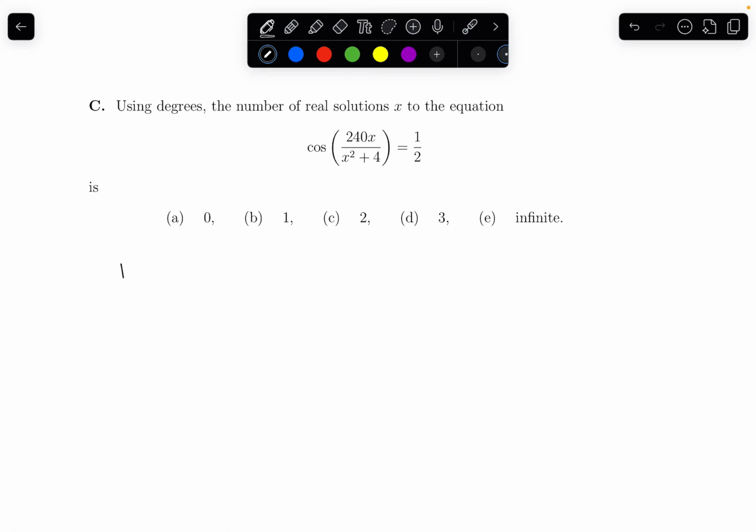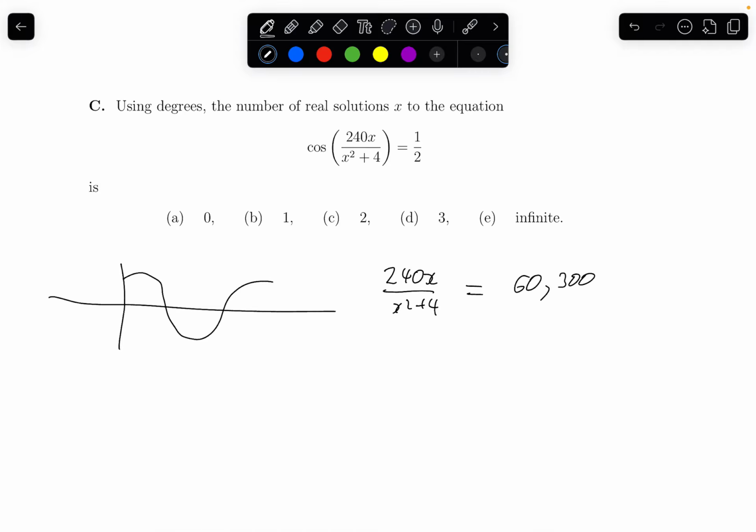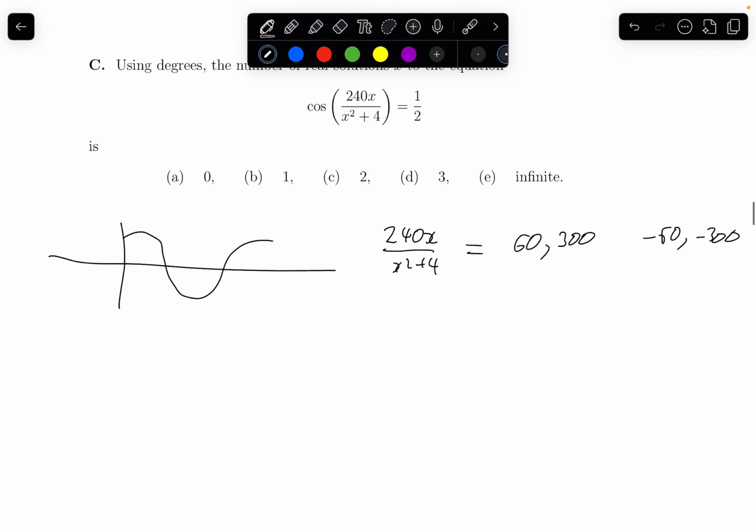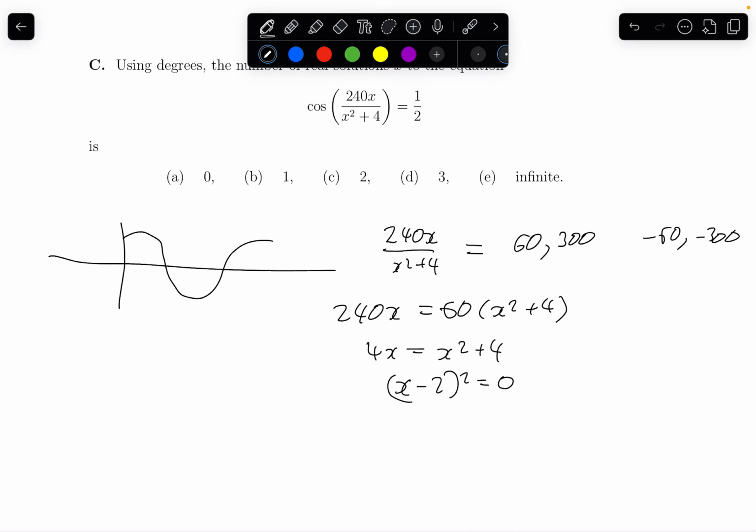Using degrees, the number of real solutions x to the equation. So we know that cos is like this, and the solutions of cos a equals a half is 60, 300, and then obviously you have minus 60 and minus 300. So I tested these. So 240x equals 60x squared plus 4, divided by 60, you have 4x equals x squared plus 4. That is x minus 2 squared equals 0, so that's one solution.